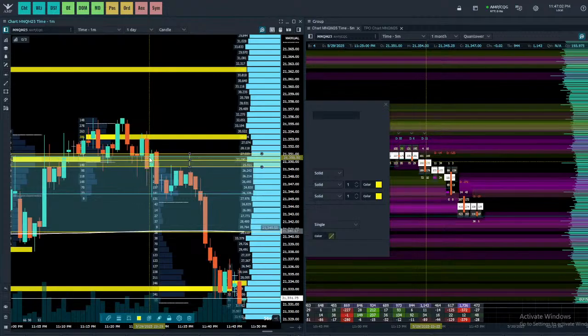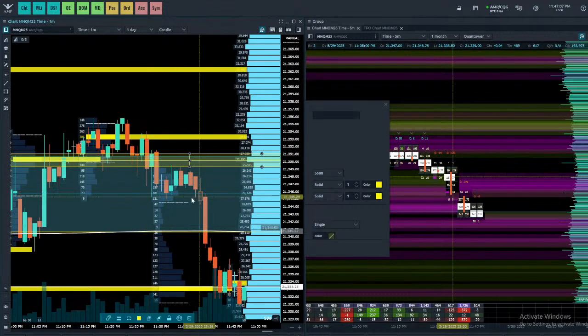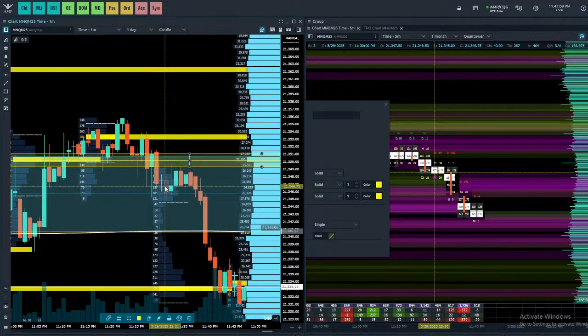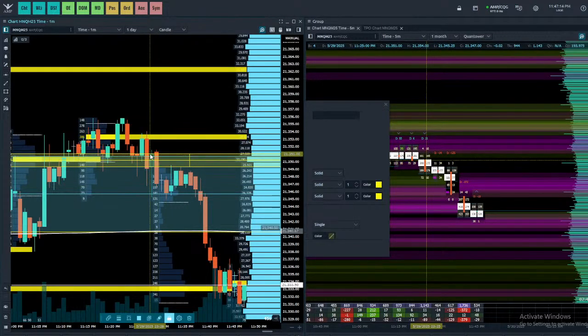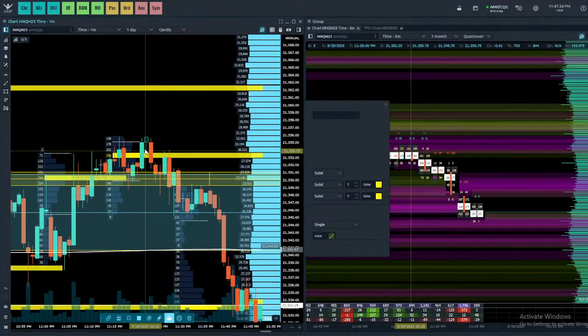Because we had a move down and we consolidated. Is it still considered a move down because we didn't break structure? So this is the first move down. More volume. Look at the one at the very top. This one right here.